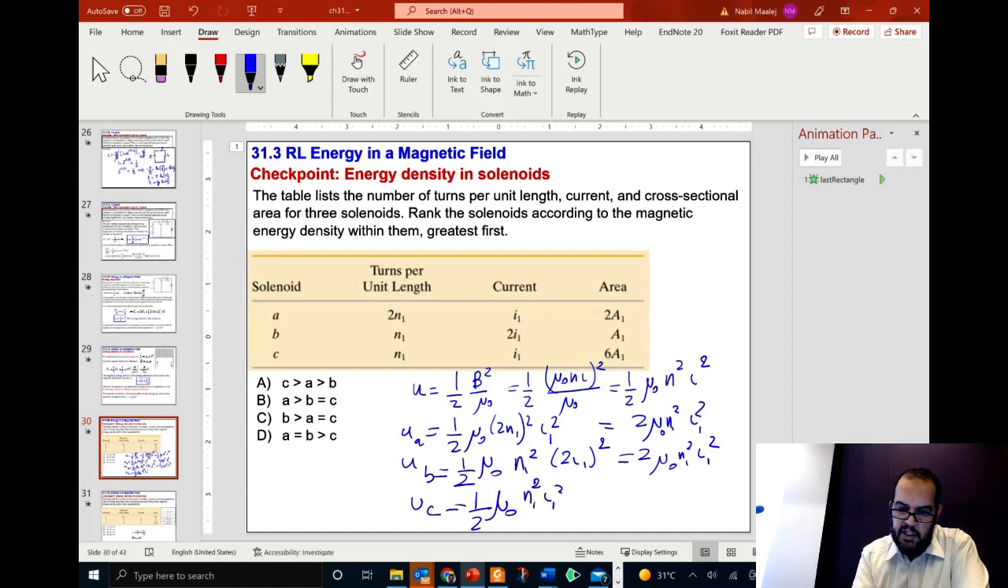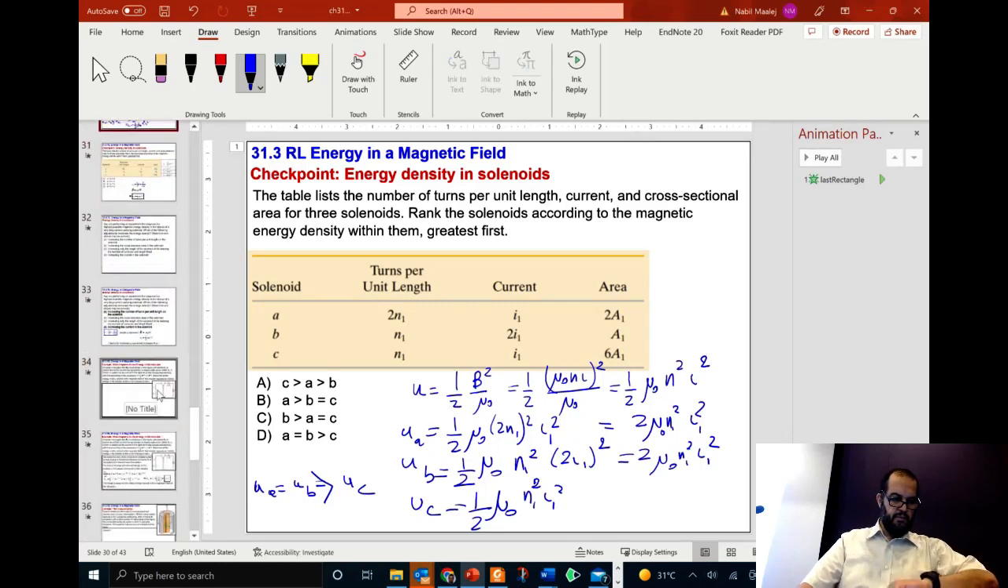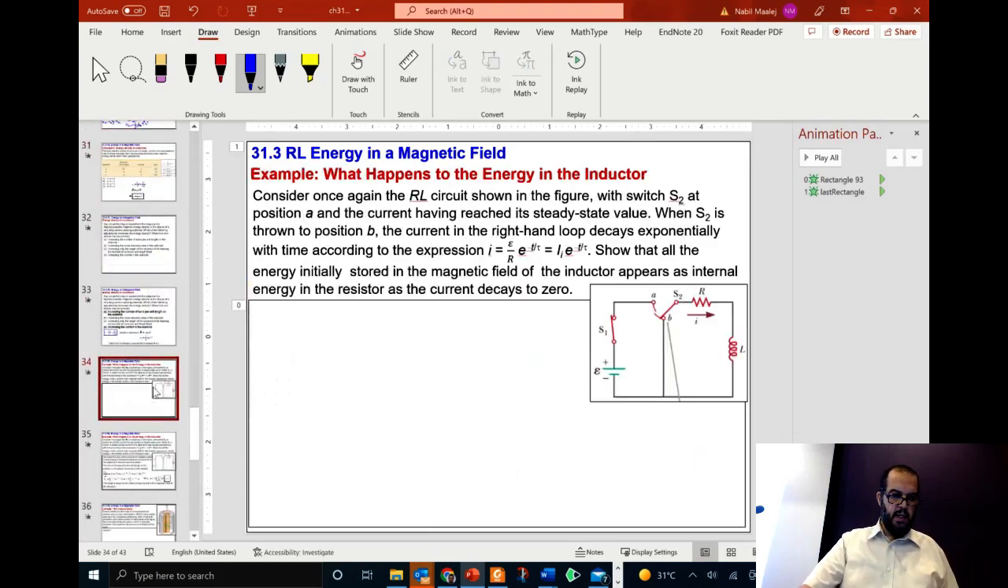So clearly you see that UA is equal to UB, and it is larger than UC. So the energy density does not depend on the cross-sectional area of the solenoid. It only depends on n, the number of turns per unit length, and the current through the inductor. All right? So let me skip this one.